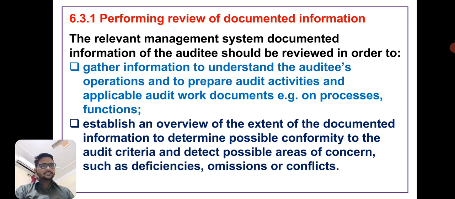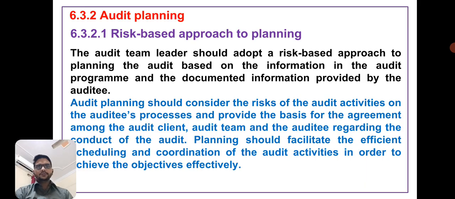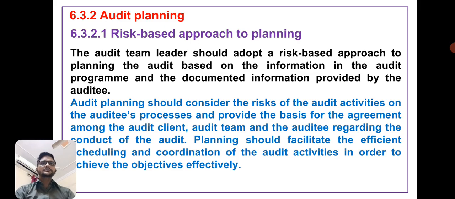And next is to establish an overview of the extent of documented information to determine possibility of conformity to audit criteria and detect possible areas of concern such as deficiencies, omissions or conflicts. Next, documented information should include but not be limited to management system documented information and records as well as previous audit reports. Next is audit planning, 6.3.2.